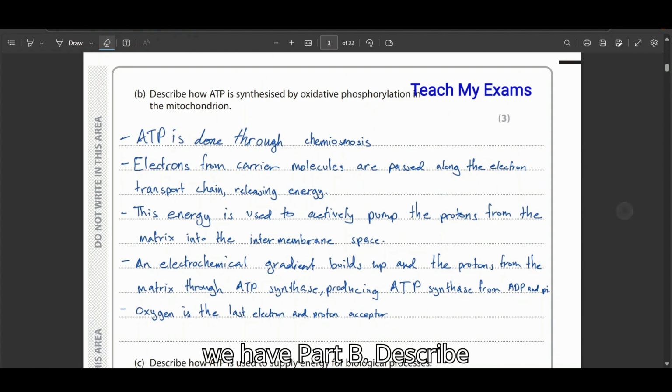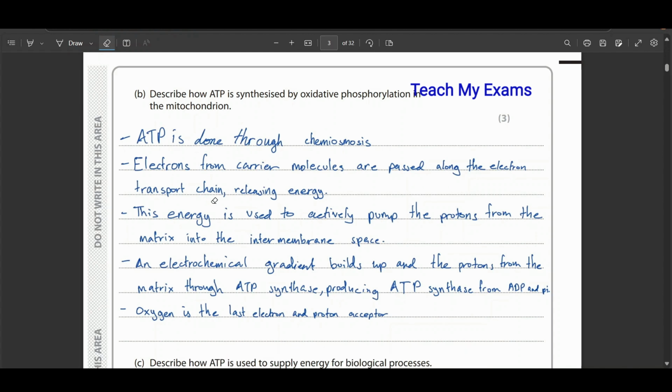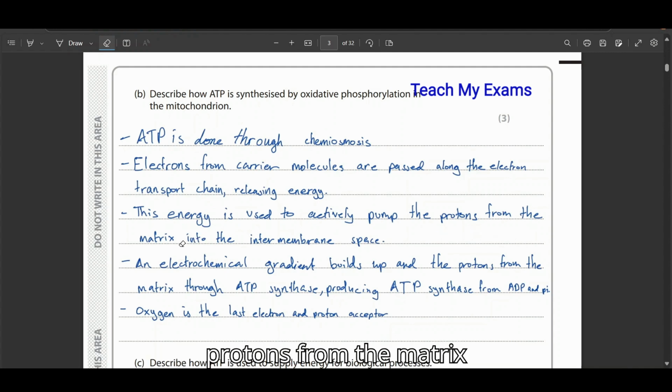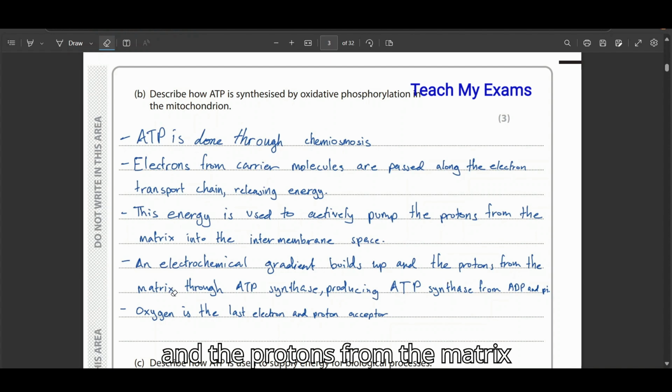All right, now let's move on. Here we have part B. Describe how ATP is synthesized by oxidative phosphorylation in the mitochondrion. ATP is made through chemiosmosis. Electrons from carrier molecules are passed along the electron transport chain, which releases energy. This energy is used to actively pump the protons from the matrix of the mitochondria into the intermembrane space.